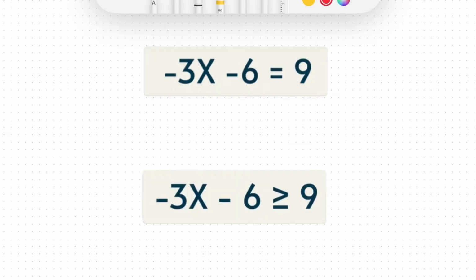So here we have the equation negative 3x minus 6 equals 9. In order to solve, we simply add 6 to both sides in order to cancel out the negative 6 from the left side. Now we're left with negative 3x equals 15. To solve for x, we divide both sides by negative 3 and get that x equals negative 5.